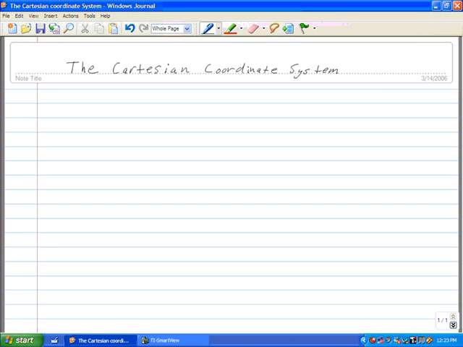We now want to take a look at something known as the Cartesian coordinate system. This system is named after a French mathematician by the name of René Descartes. Now, you've done some graphing before. Previously, you've been asked to graph just real numbers.